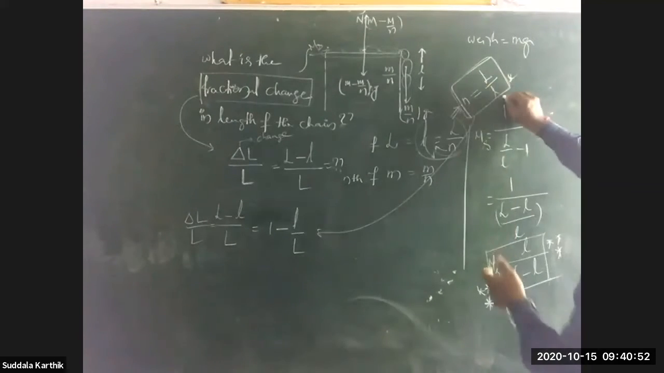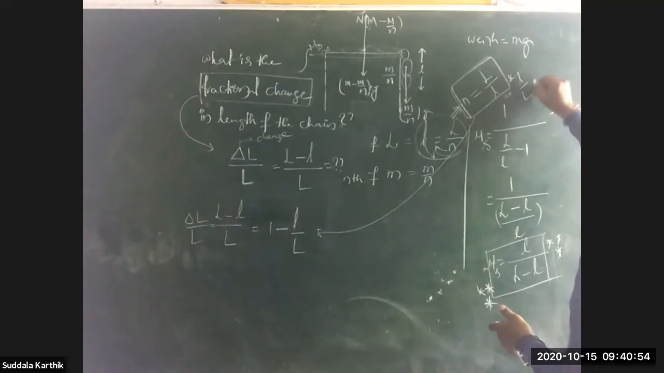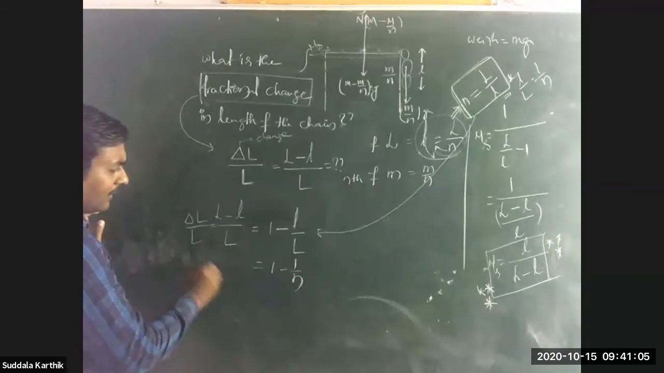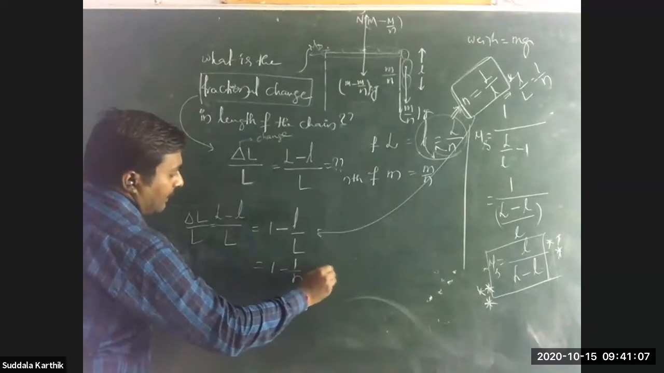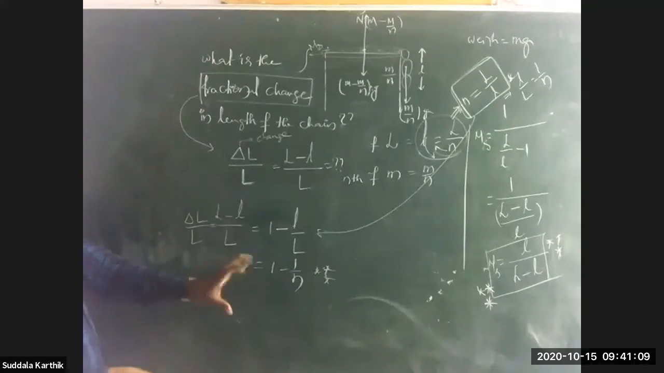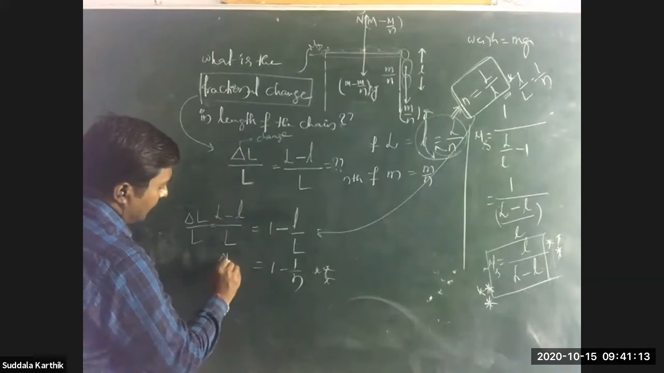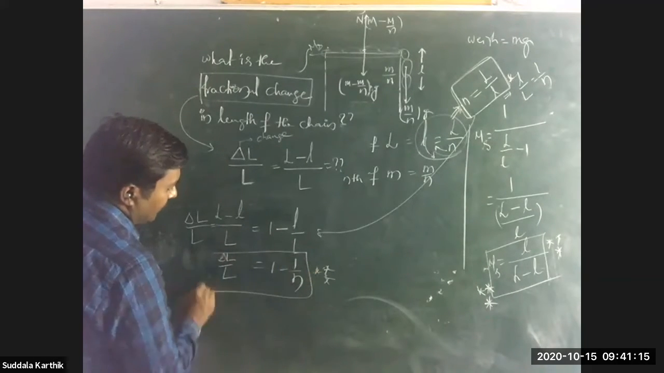So I want to reverse this. Small l by capital L is equal to how much? It is 1 by N. Just substitute it here: 1 minus 1 by N. Yes, the answer is over already, but for our convenience we are changing the sum. You can take LCM like that, so delta L by L is equal to simply this.